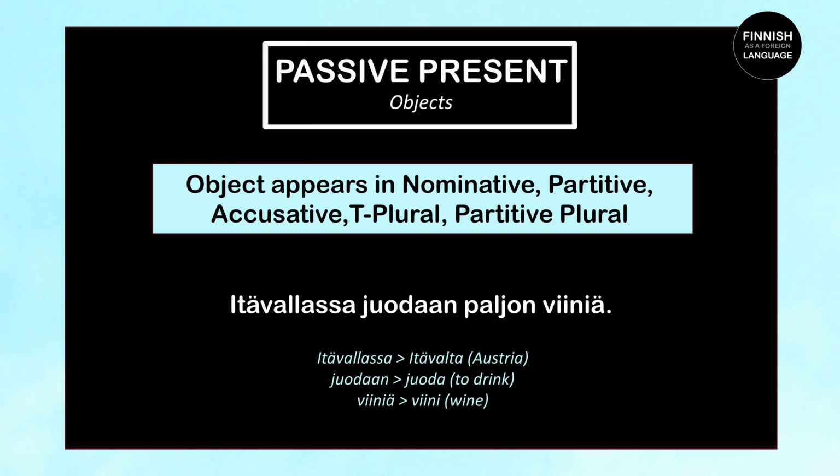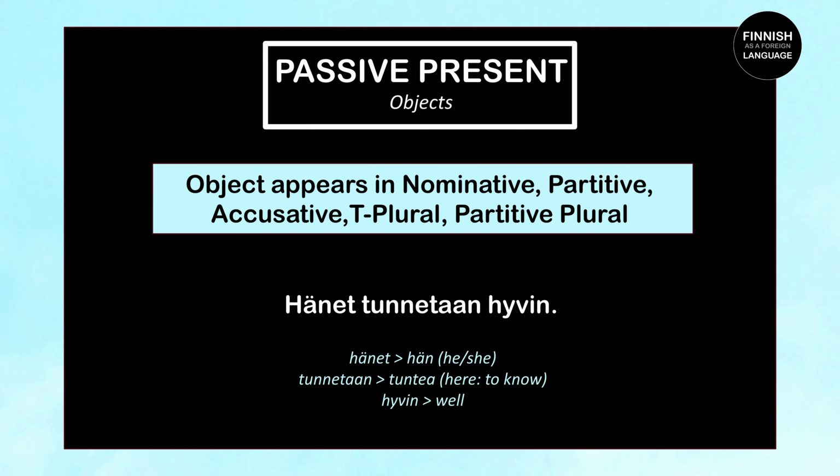Next one. Hänet tunnetaan hyvin means he or she is well known. So hänet here is our pronoun standing in the accusative case. Its basic form is hän, which means either he or she. Tunnetaan is our passive present verb. Its basic form is tuntea, which here means to know. Here we, by the way, have to pay attention to the consonant gradation. NT changes to a double N. And then we have hyvin, which is an adverb meaning well. Hänet tunnetaan hyvin. He or she is well known.